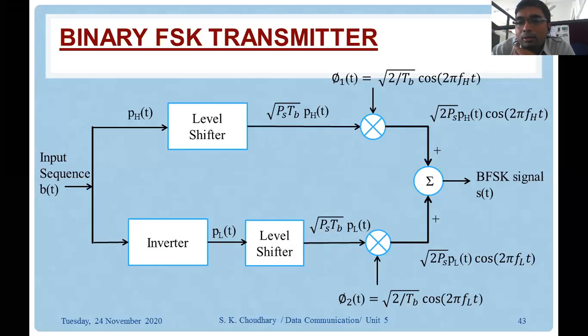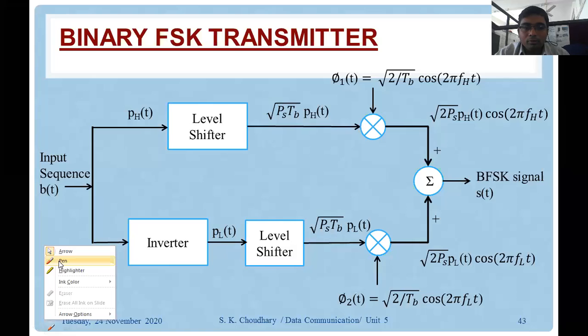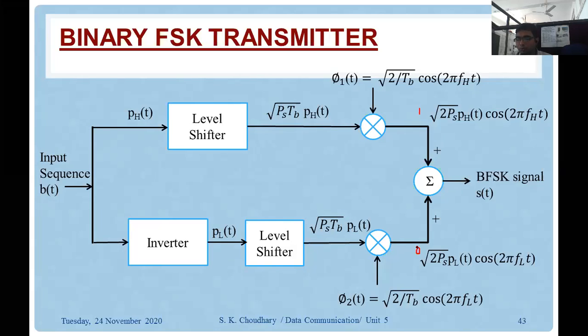And then further, the output of the multiplier, or analog switch, would be square root of 2 PS PST cos 2 pi FHT, and square root of 2 PS PLT cos 2 pi FLT. So it is just representing the binary 1 and 0. At the top end it is a binary 1, at the bottom end it is a binary 0, and then further it would be passed through an adder, where you have the BFSK signal, that is ST, a summation of the signals at both ends.